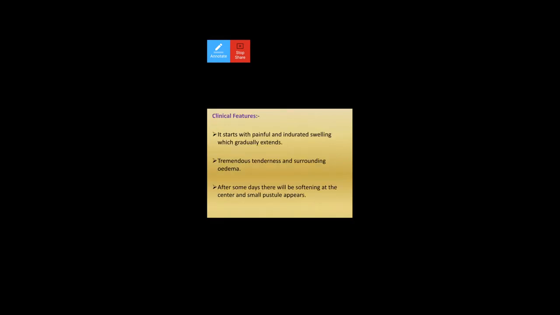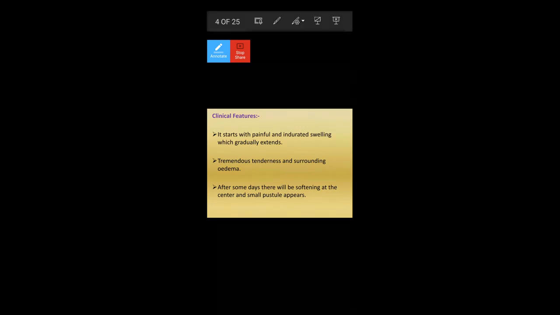Next slide. It is clinical features. So now you have got a patient who probably is diabetic, and how to understand whether this person has got boils or furuncles or it is something else. So first complaint is it starts with painful and indurated swelling which gradually extends.